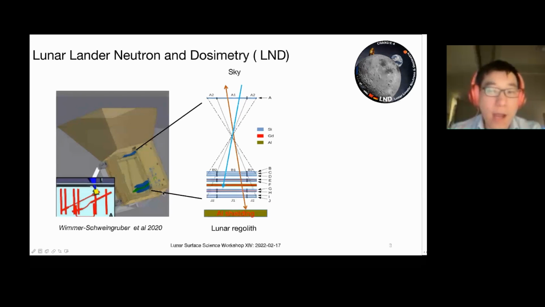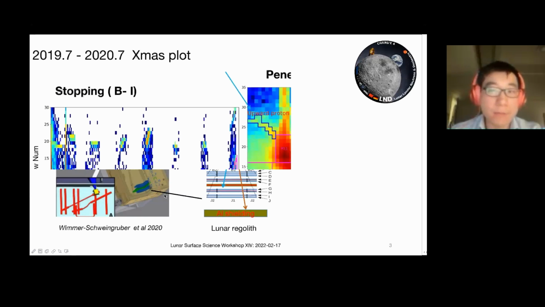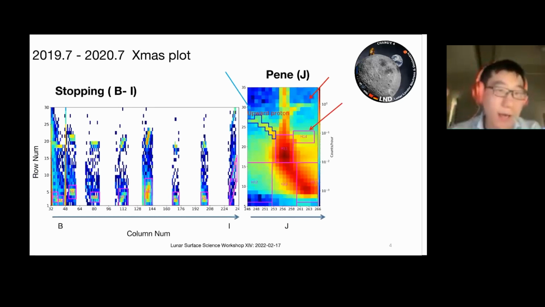We have actual shielding that we estimate when we simulate the response, so we need to consider shielding. Here is the main data product of the LND, which I will call the action plot. If you want to find the complete action plot, you should refer to the instrument paper.